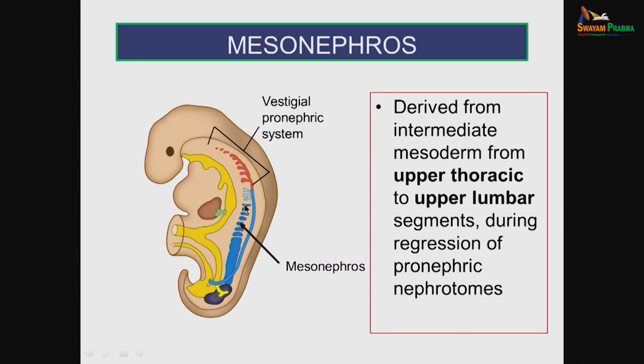Next is Mesonephros. So, from where to where does it extend? It is going to extend from the upper thoracic to upper lumbar segments. This is very important. It extends from the upper thoracic to upper lumbar segments when the Pronephros is regressing. So as we have understood, pro, meso, and metanephros are all derived from the intermediate mesoderm. So Mesonephros starts developing.